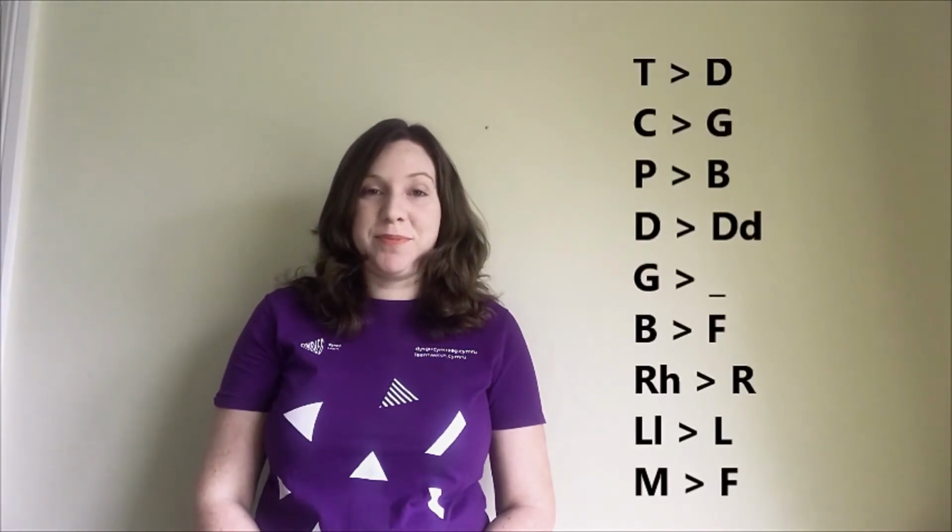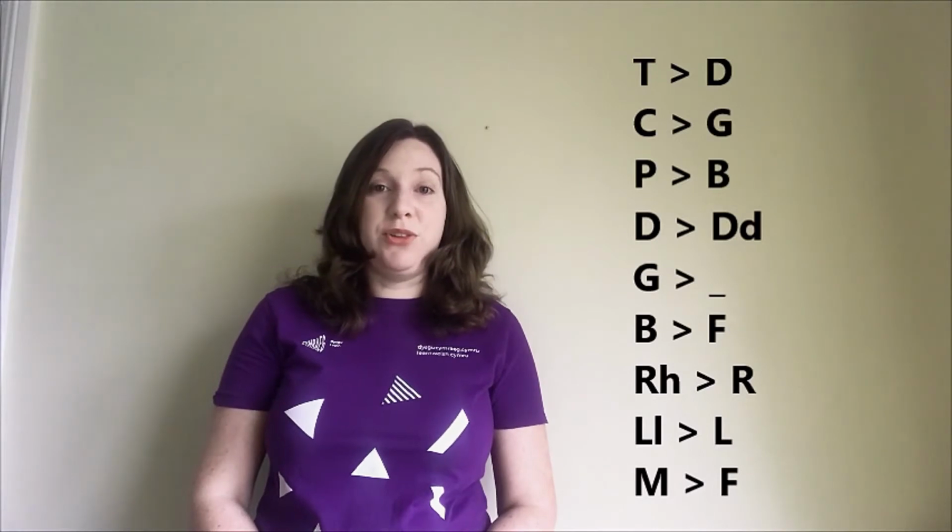You were introduced to the treiglad meddal, the soft mutation in uned 4. Dych chi'n cofio? Edrychwch ar y sgrin. You already know that you need to use the soft mutation after o, from, and i, to. Dwi'n dod o Gaernewydd. Dwi'n mynd i Fangor. In uned 6, we meet another important example of the soft mutation.